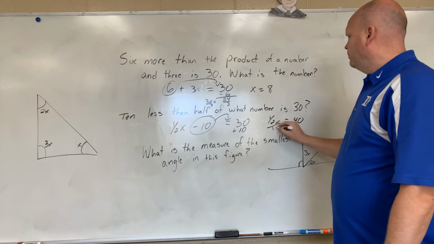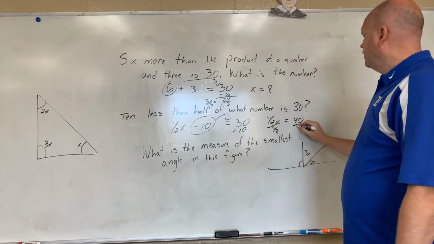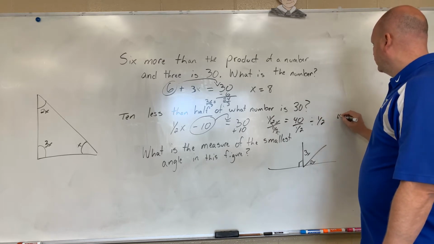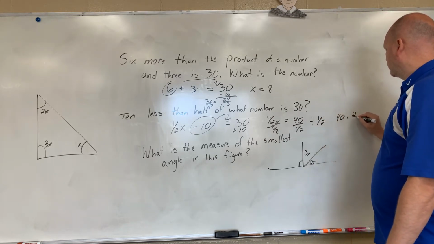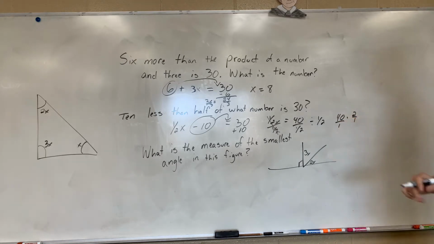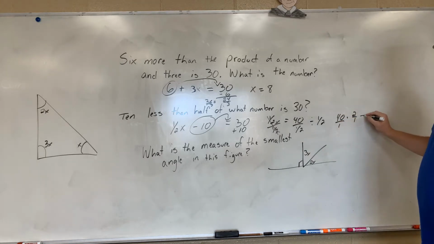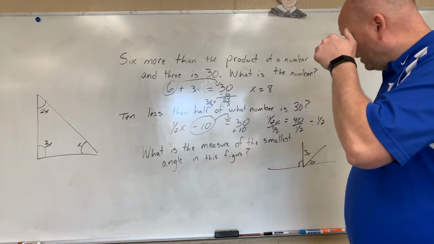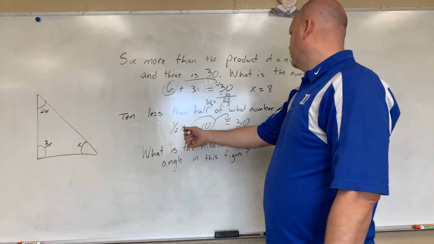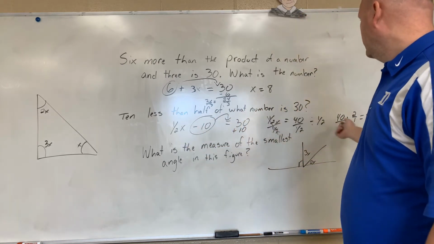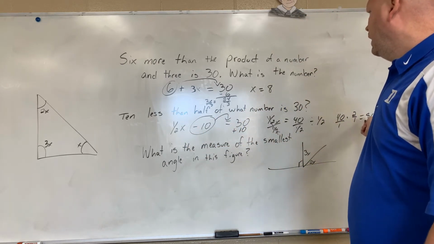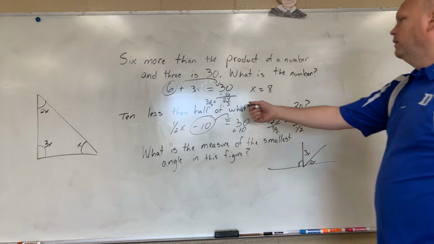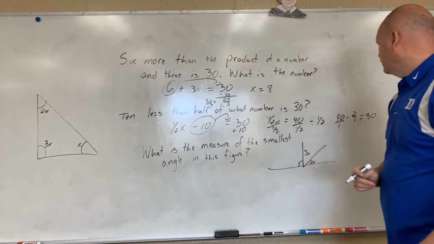So now we're going to divide both by 1/2. If we divide by 1/2, that's the same as multiplying by 2 over 1. So we get 80 as the answer, and obviously that would make sense. Half of what number, we would just double it. So 80, 80 divided by 2 is 40, minus 10 would be 30.